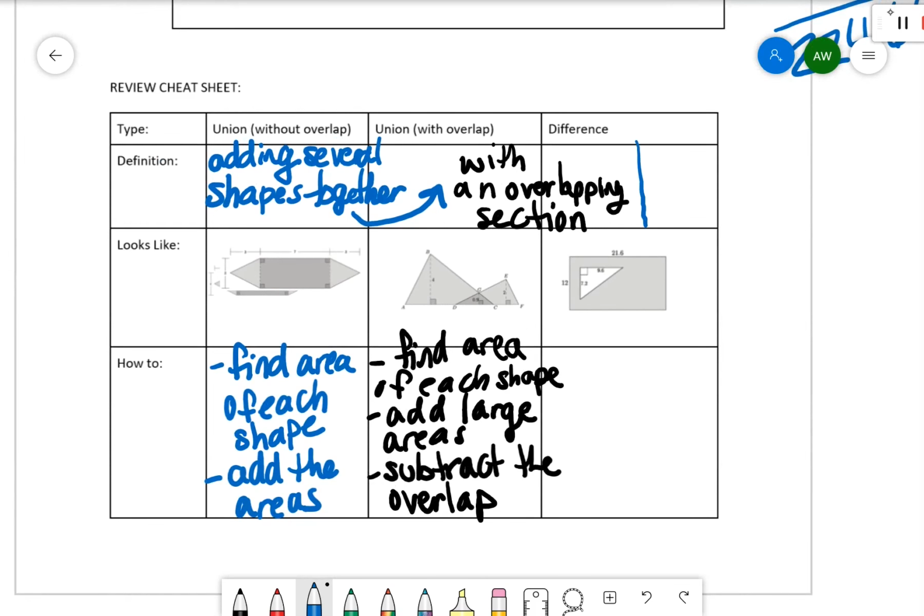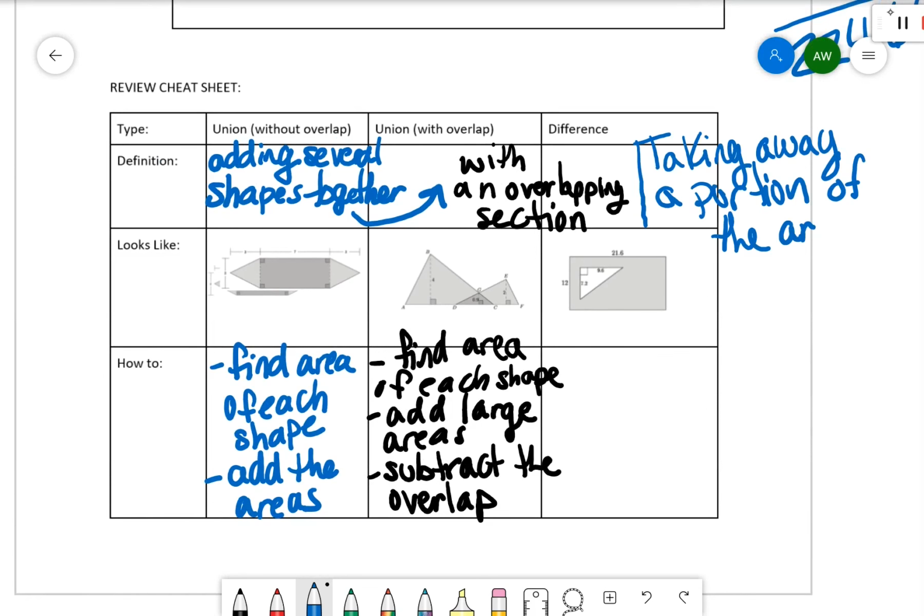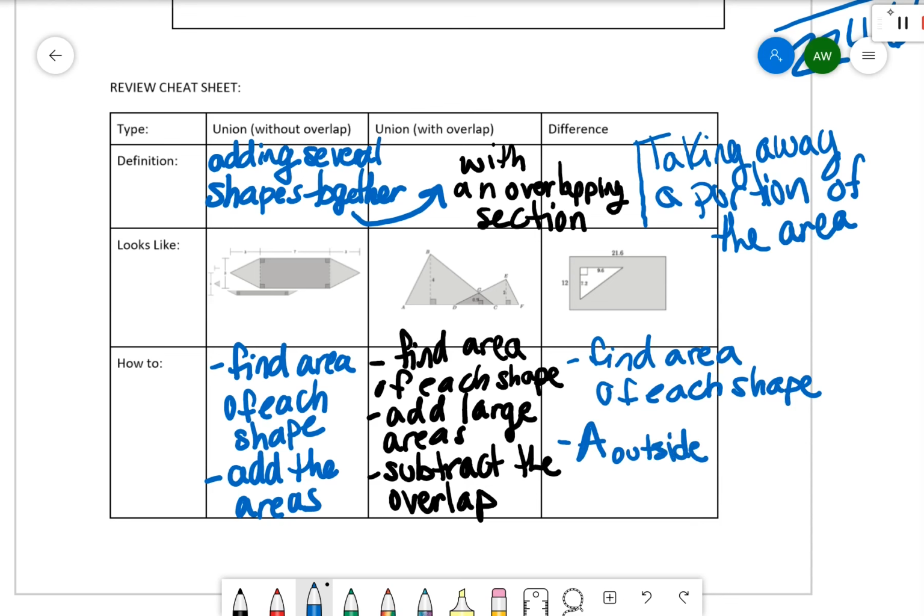So the definition of a difference is when we are taking away a portion of the area. And the math that we have to do, first we find the area of each shape. And then we do the area of the outside minus the area of the inside, right? Then we subtract.